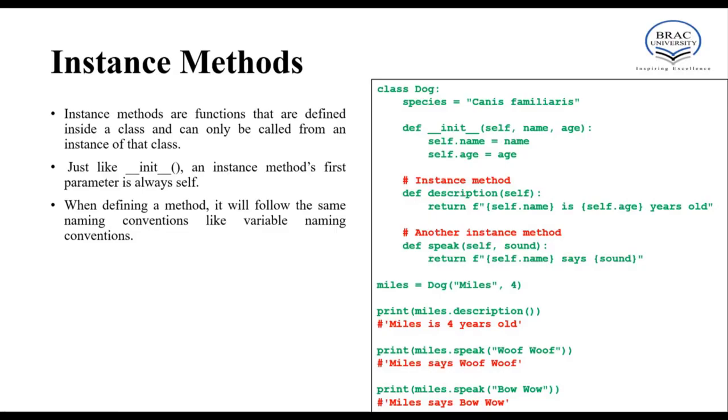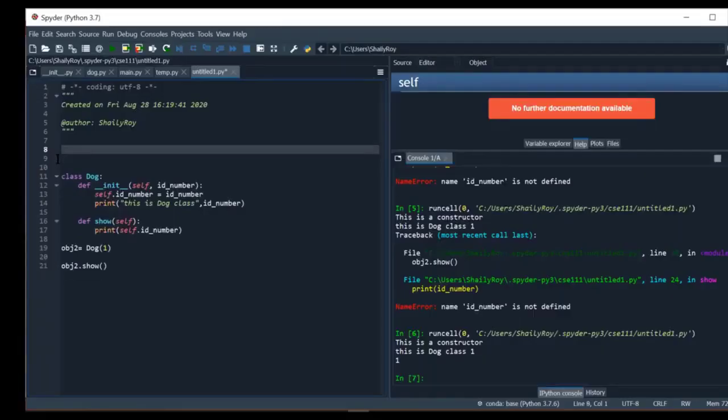So let's see some example. Just like this dog class, I have given a method which is show. So how did I write the method? First, I need to write def, and then the method name following the naming convention. And inside the parameter, I must write self, and I can also add any other variables as I wish, but self is a must. So I need to write this one. And this is called a non-parameterized instance method.